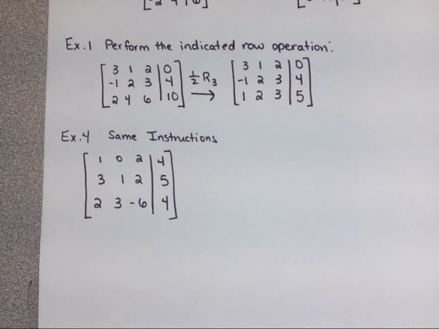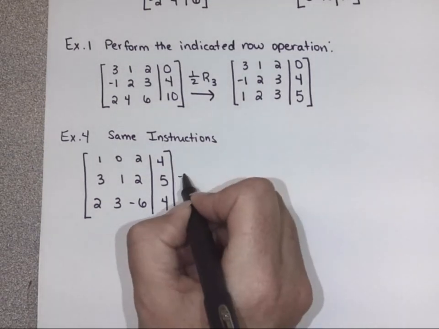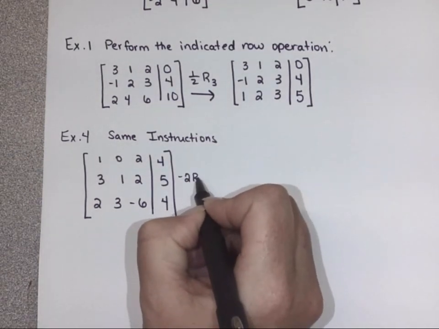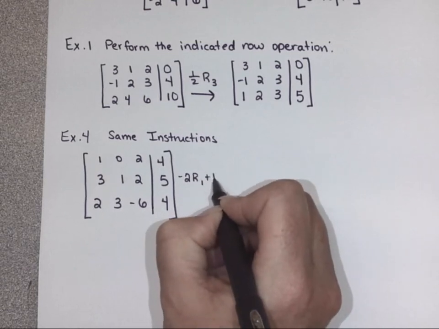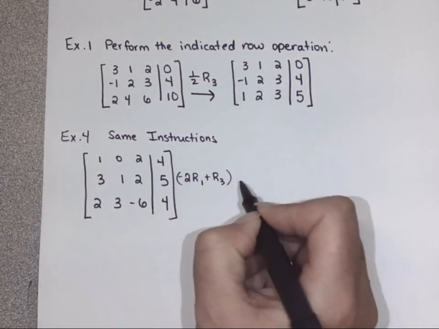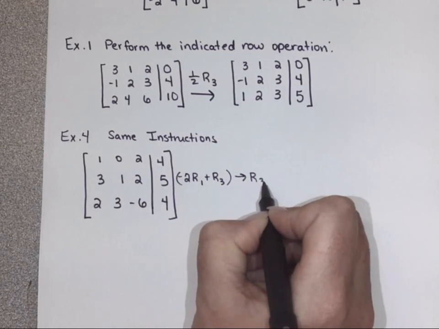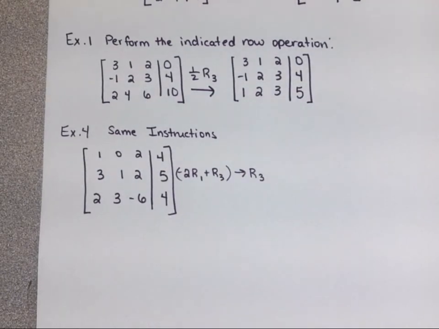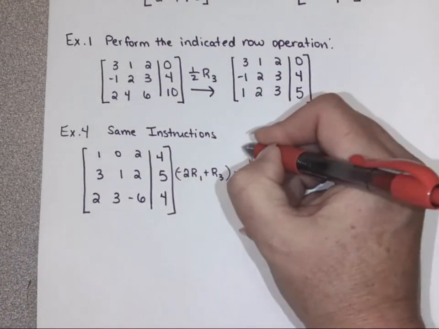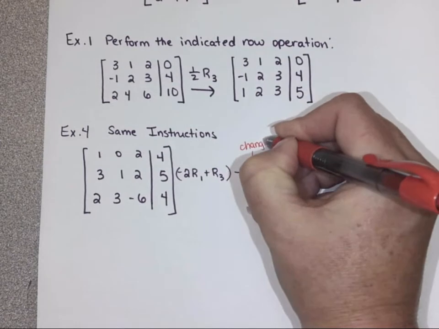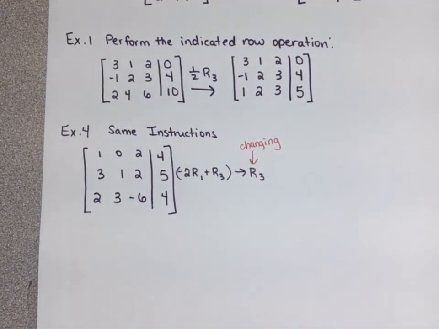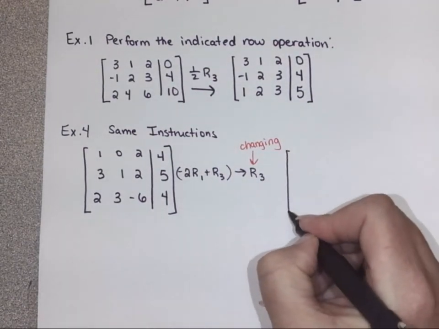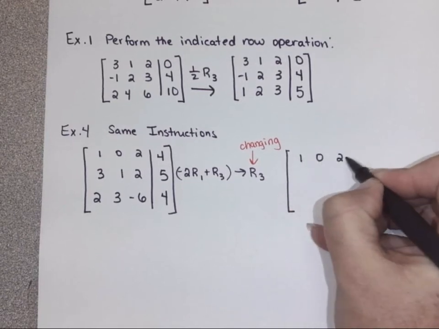So far I haven't told you what we're going to do, but let's say this is the instructions I give you. So -2 row 1 plus row 3, and we're going to send that to row 3. Okay, so which row is being changed then? Row 3 is changing. So wherever the arrow is pointing, that tells you what is changing. So by default, what does that mean about rows 1 and 2? They're staying the same. So I'm just going to pull them over.